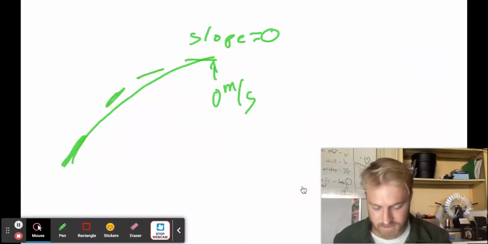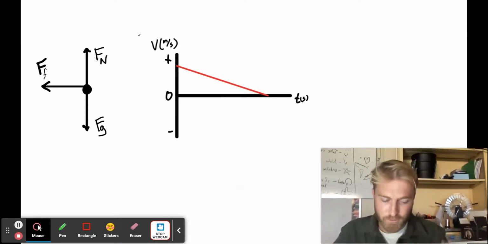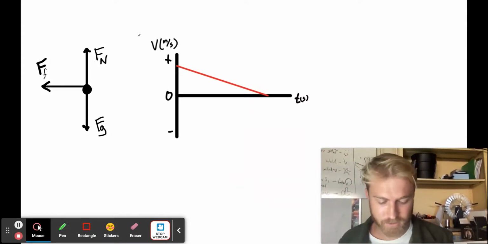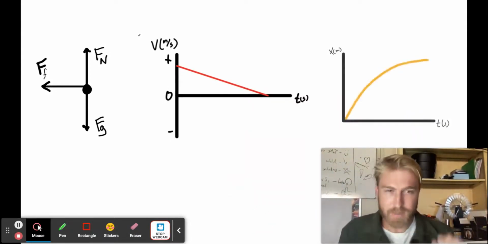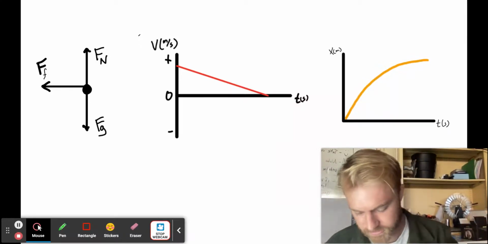That's it. That's it, folks. We've drawn free body diagrams. We've drawn velocity versus time graphs. And we've done position versus time graphs. We know physics. Good job, guys.